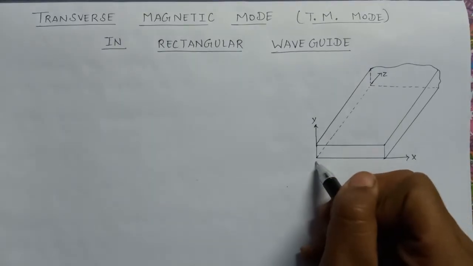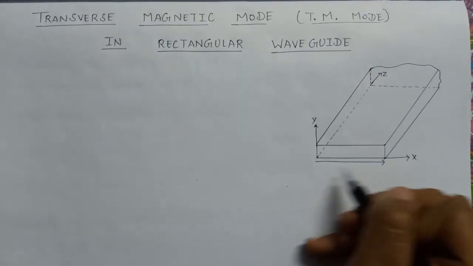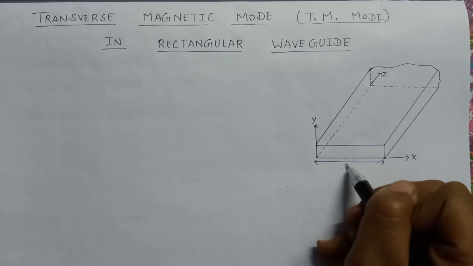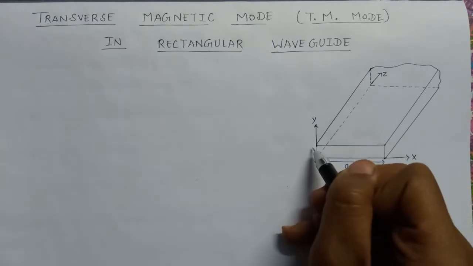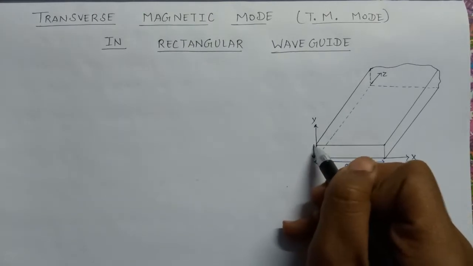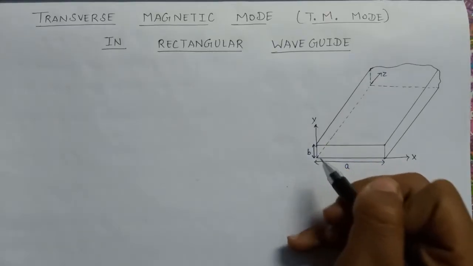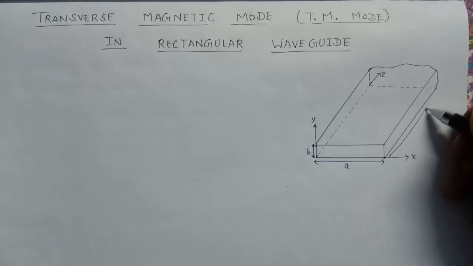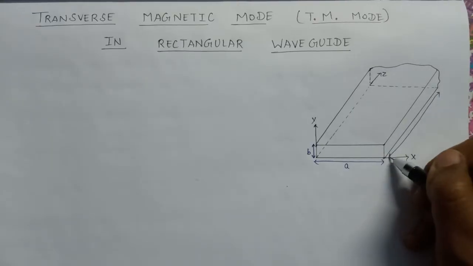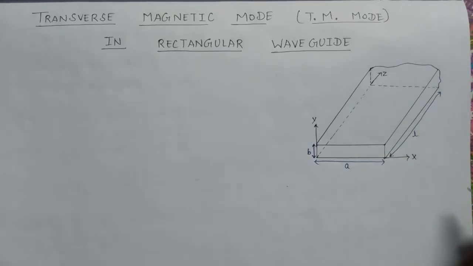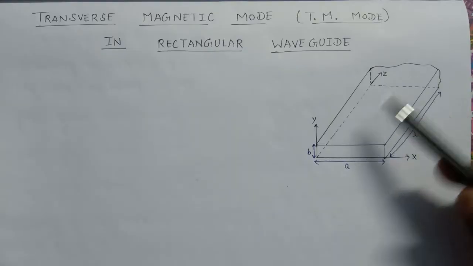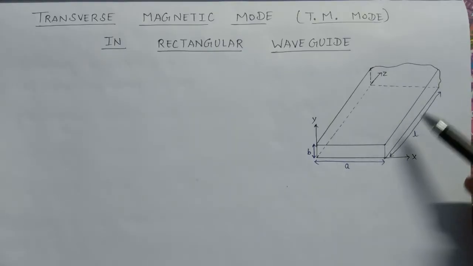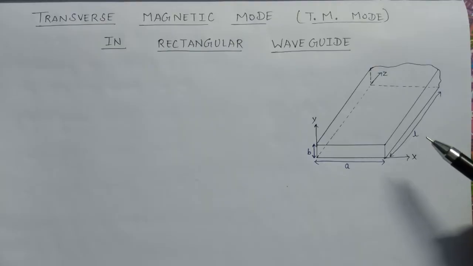If we talk about the breadth of this rectangular waveguide, then it is represented by A, and the width of the rectangular waveguide is represented by B, and here the length of this rectangular waveguide is nothing but equal to L only. So this is all about the wave propagation and rectangular waveguide introduction.